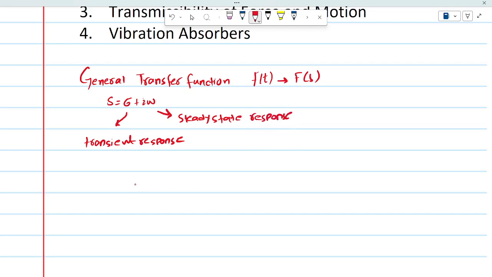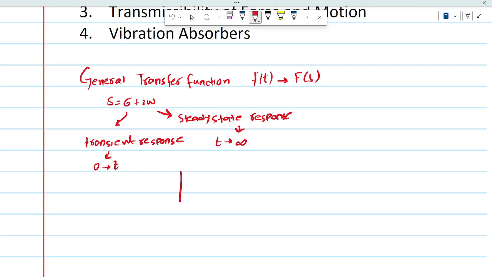So whenever any system is excited, it has two different regions of its response. The first one is the transient response, the time it takes to settle down to become stable. That is considered as a transient response. And then we have the steady state response. So maybe from 0 to any time t, we have the transient response, and from that time t up to infinity, we have the steady state response of a system.